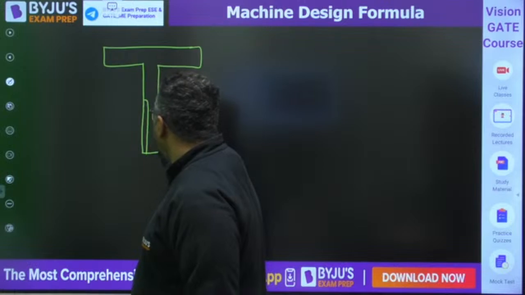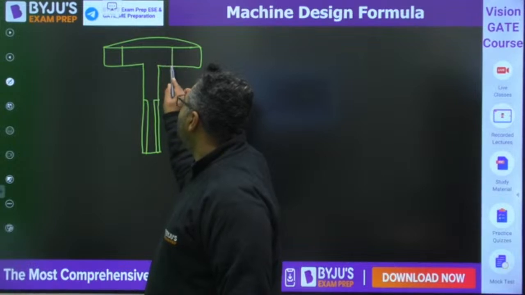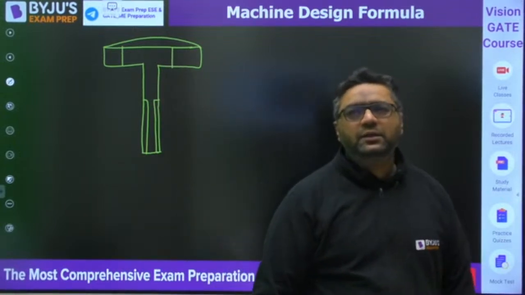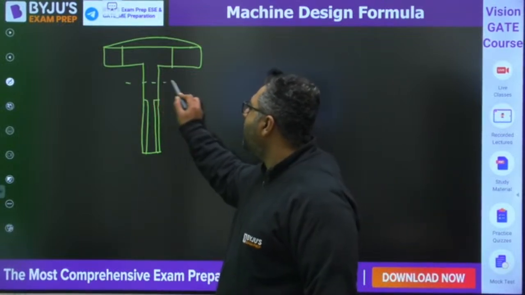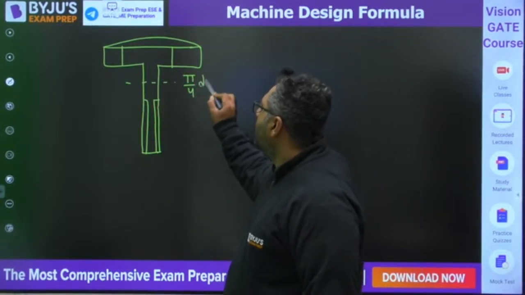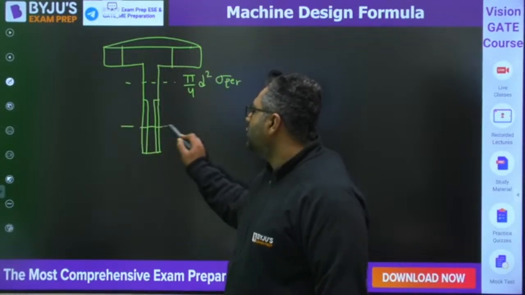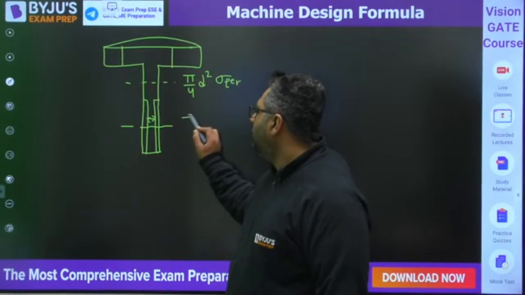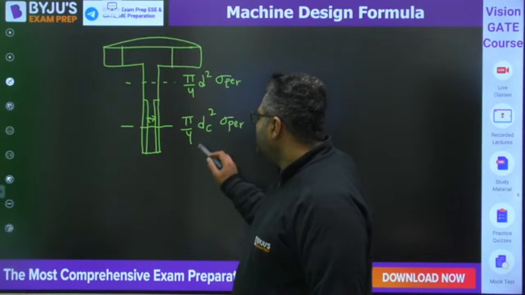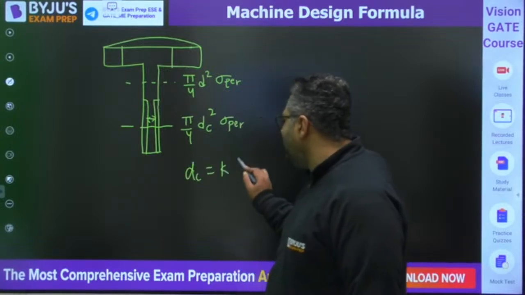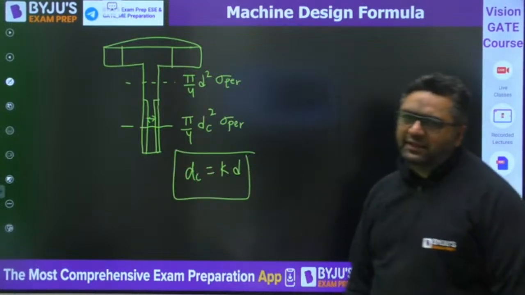It is really wonderful. You know, this is the bolt. I am not going for eccentric loading because we have already seen eccentric loading in detail. So when we are talking about this, you know that the strength of this part is pi by 4 d square sigma permissible. What about this? You know that this diameter is said to be the core diameter. So pi by 4 dc square sigma permissible. Here always dc is some k times d, that relation between dc and d would be given to you. Rest everything is going to be the same.